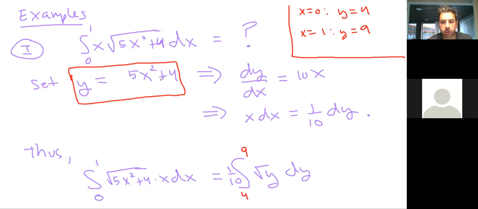Does anybody else have a question about this? Let's check the chat line. Nope, no chatting. Okay. So now we have an integral that we do know how to compute.